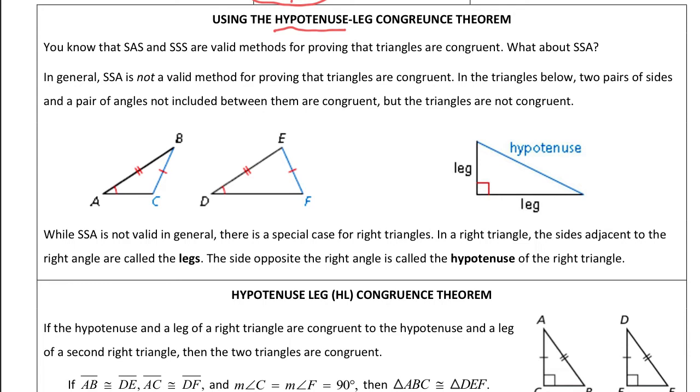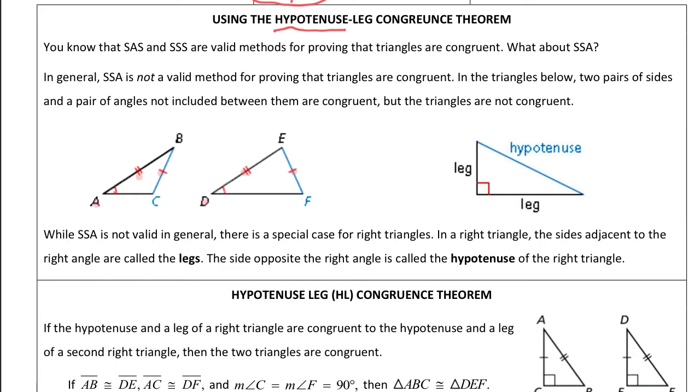So we already know that SAS and SSS are valid methods for proving that triangles are congruent. But what about something called SSA? In general, SSA is not a valid method, kind of shown by these triangles below. If two pairs of sides and a pair of angles not included between them are congruent, the triangles are not congruent. It's because this angle here, angle A is fixed, angle D is fixed, AB and DE are fixed, BC and EF are fixed. But I can change angle B and angle E. I can widen that angle and create two triangles that aren't congruent.